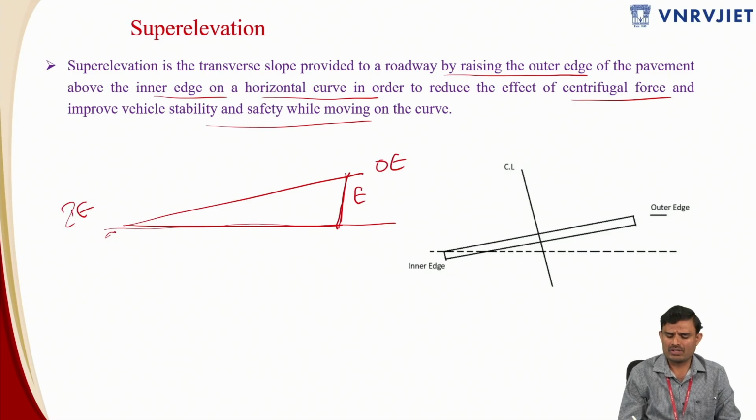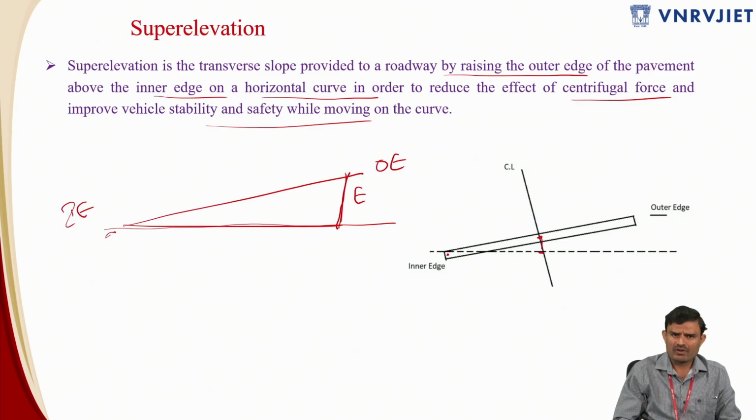That is what is mentioned here. The same thing is shown here: this is the inner edge and this is the outer edge. This superelevation is provided by rotating the pavement about the inner edge, which is why the center line is also shifted by some value.